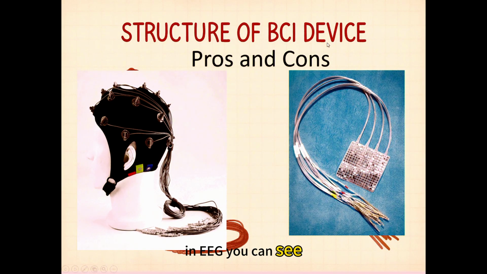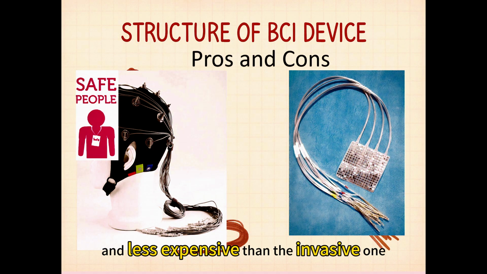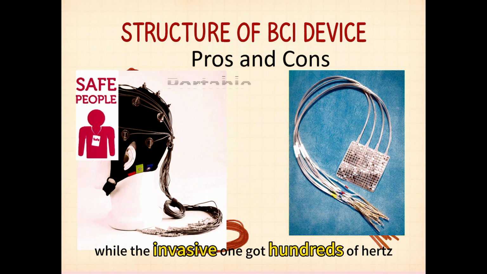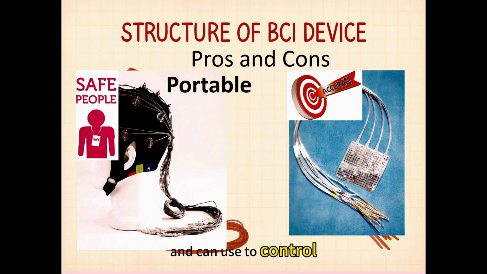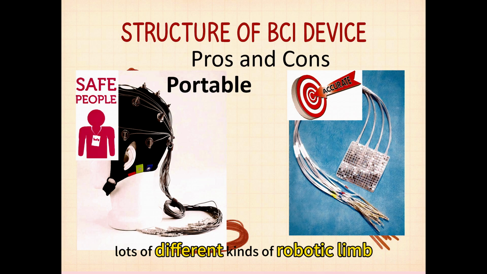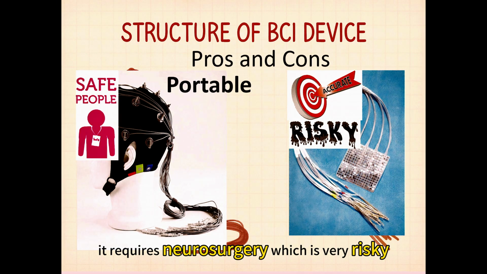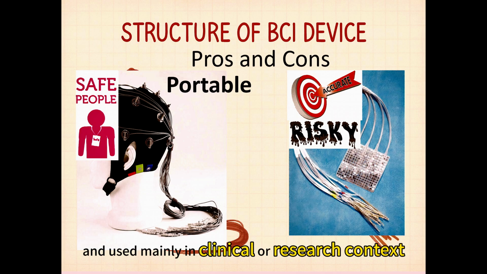In EEG, you can see this kind of device is relatively safe and less expensive than the invasive one. However, it only gets 1 to 100 hertz, while the invasive one gets hundreds of hertz. It is very accurate and can be used to control lots of different kinds of robotic limbs and do a lot of complicated actions. However, the cons are that it requires neurosurgery, which is very risky, and it is very expensive and used mainly in clinical or research contexts.